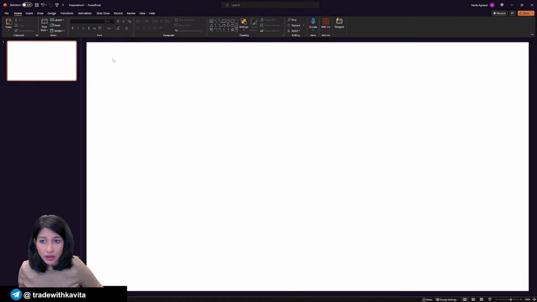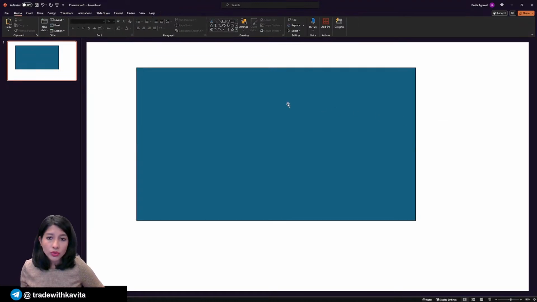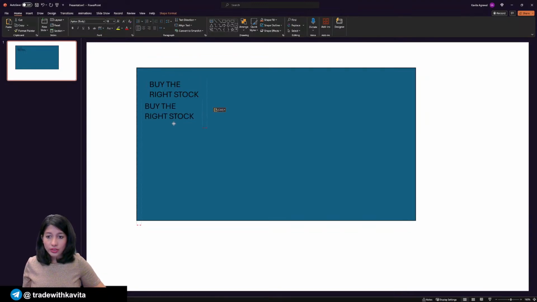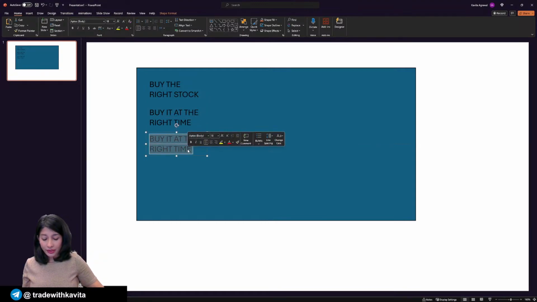Now, what we have in the stock market is more than 6,000 stocks. If you want to do swing trading, you need to do 5 things correctly. Number 1, you need to buy the right stock. You need to buy it at the right time. You need to buy the right amount of it.